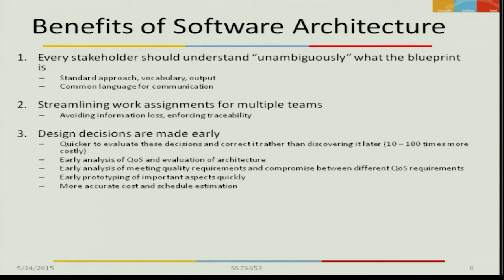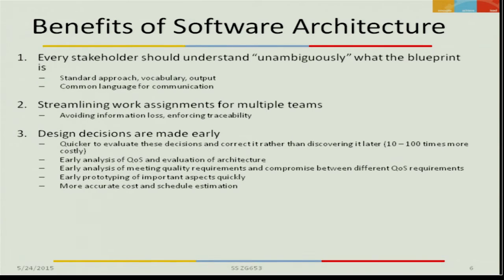Now, important aspects of the software, like the example that I gave, that one needs to acquire 1 terabyte of data per day. Is it really possible? If so, how can one do it? These things must be addressed at the architecture level, and that requires prototyping. So early prototyping of important aspects can be done if the software architecture is actually considered and implemented properly.